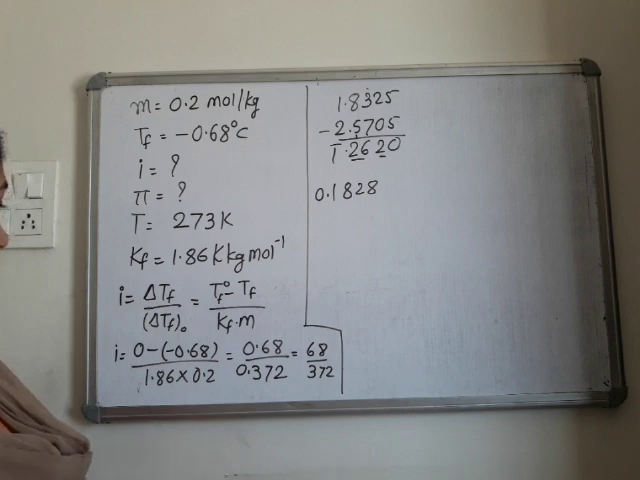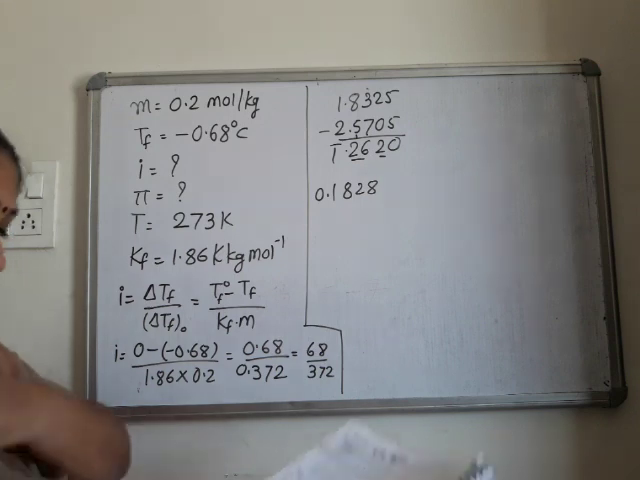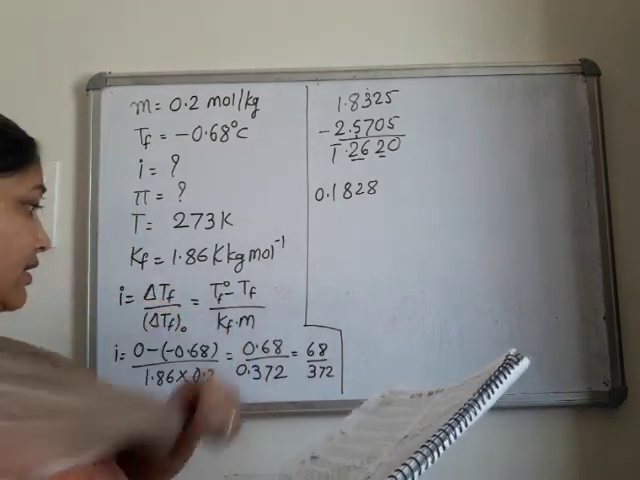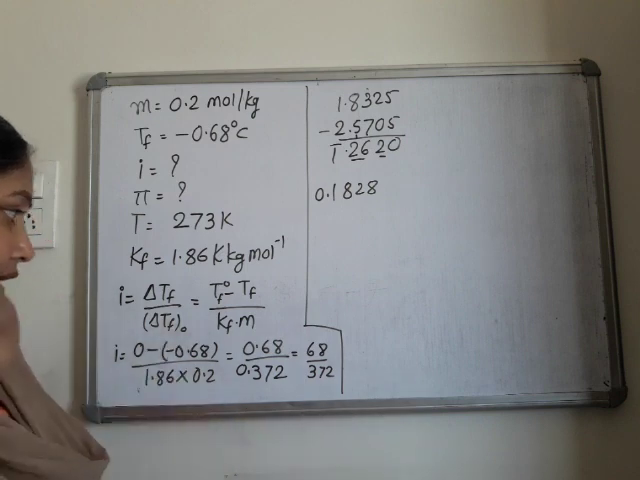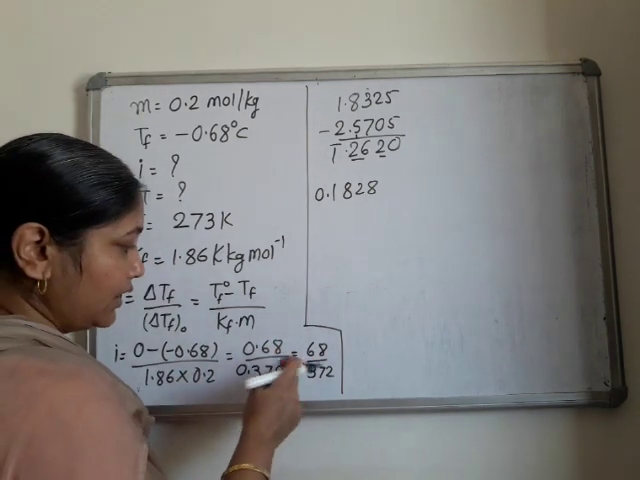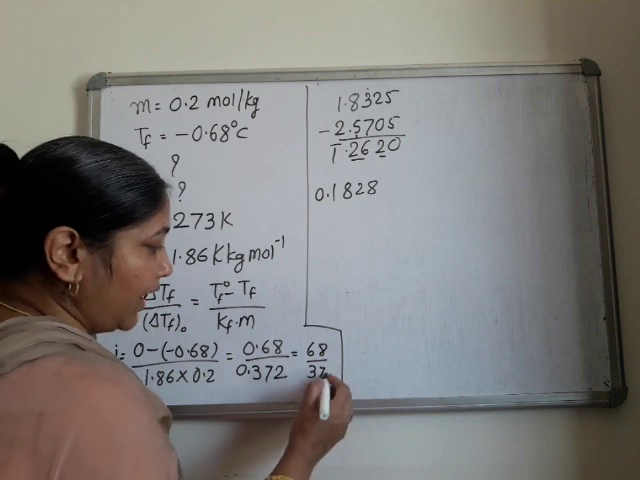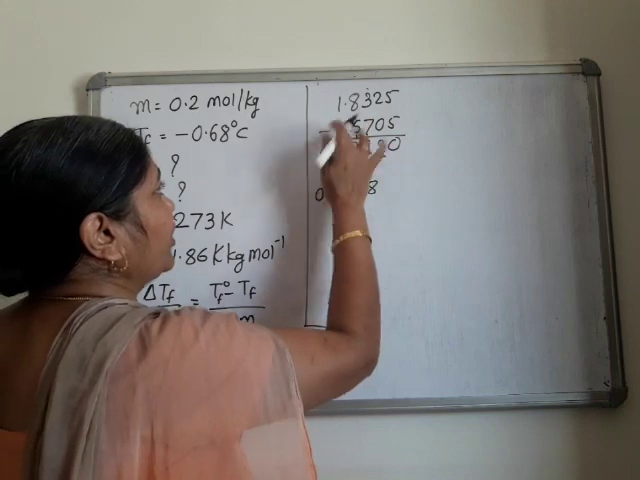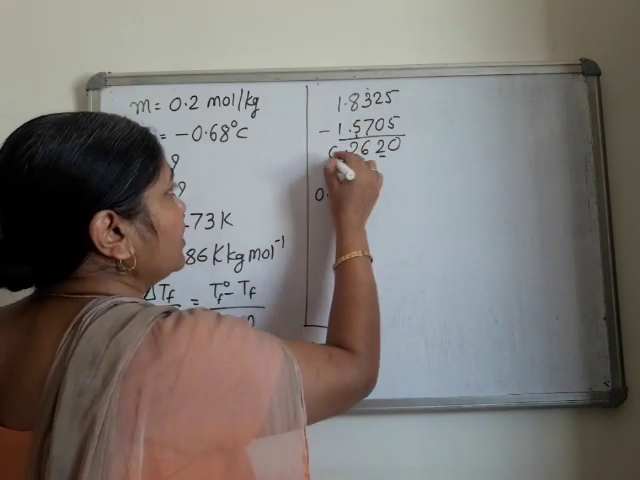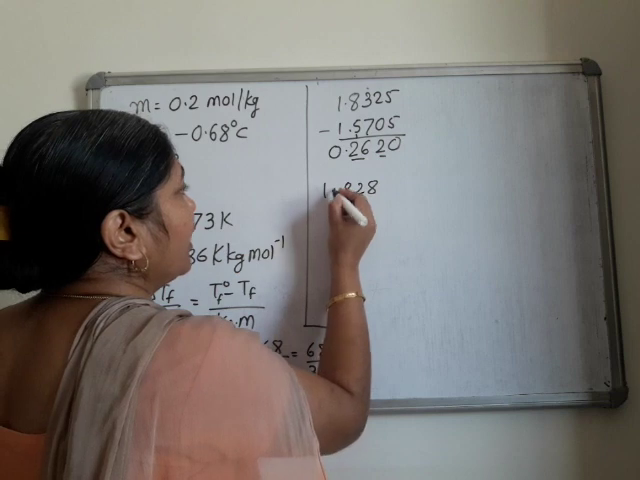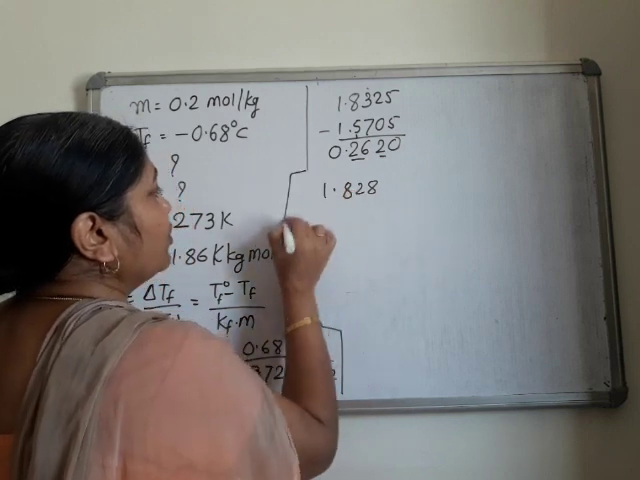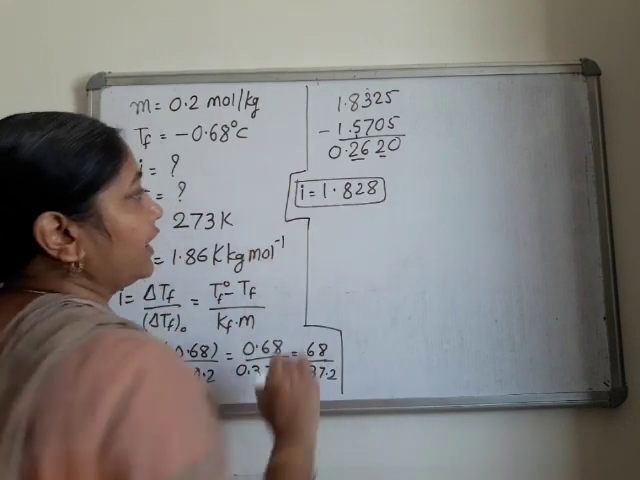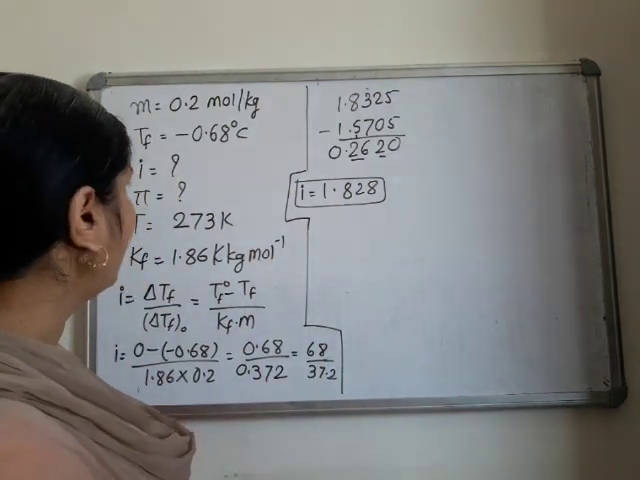Did I make any mistake in the decimal? Just see, because the answer is 1.83 given here. And I got that answer as, yes, decimal. See here, I have shifted 2 decimals to the right. So here also I should shift 2 decimals. I wrote it as 372. It should be 37.2. So this is 1 minus 1, so this comes 0, and it becomes 1.828. So this is the value of i, van't Hoff factor. It has no unit. It is the ratio of same properties.